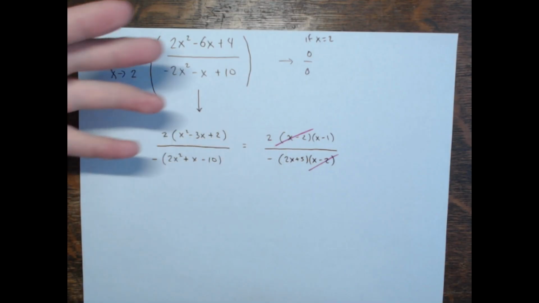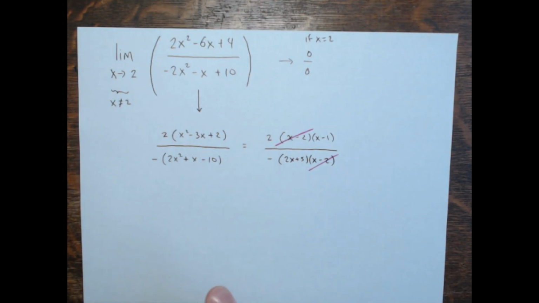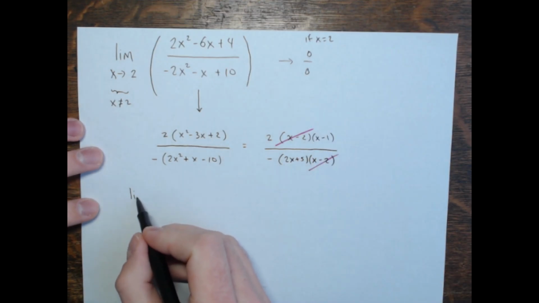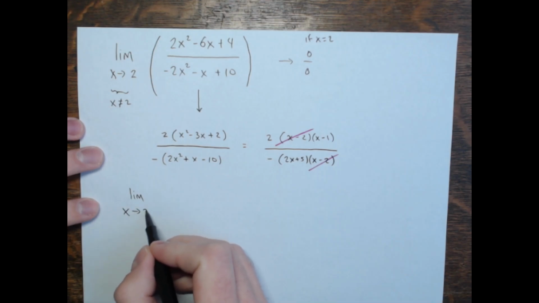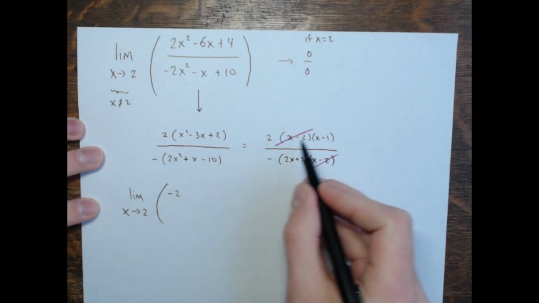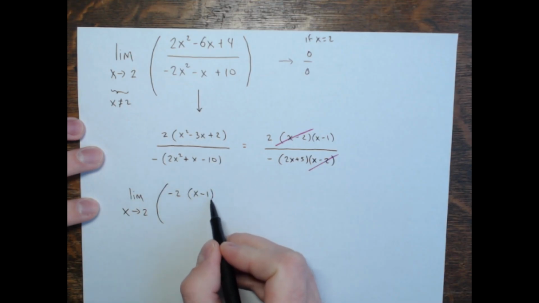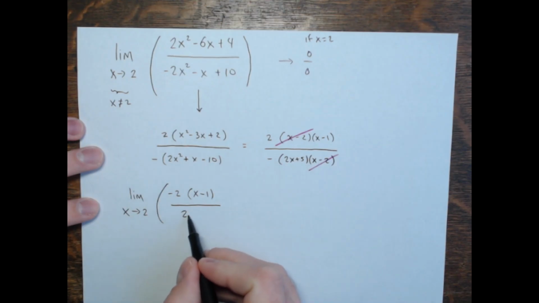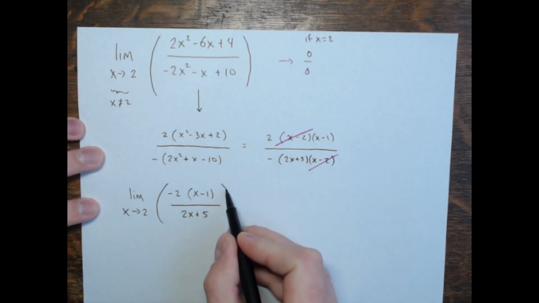So if I get rid of those, that will put me in a form that's not going to be this 0 divided by 0 form. So now I have the limit as x approaches 2 of, let's do 2 over negative 1 here. Let's make that negative 2 up top. So negative 2 times x minus 1 divided by, and again, I put the negative up there, and so we just got the 2x plus 5 down here.